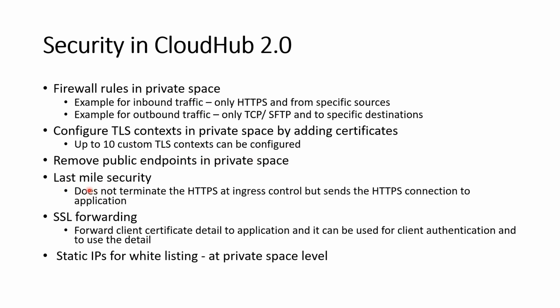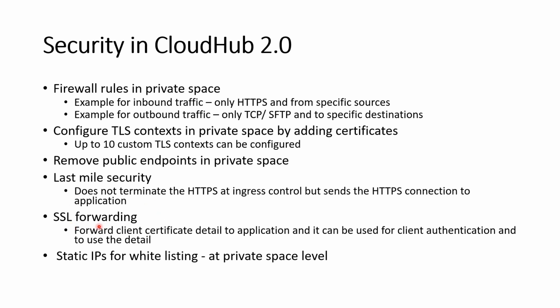We can configure last mile security. By default, CloudHub 2.0 terminates the HTTPS at the ingress controller. But with the last mile security option, we can secure the traffic between the ingress controller and the application. Otherwise, the request from the ingress controller to the application will be sent on an HTTP connection.